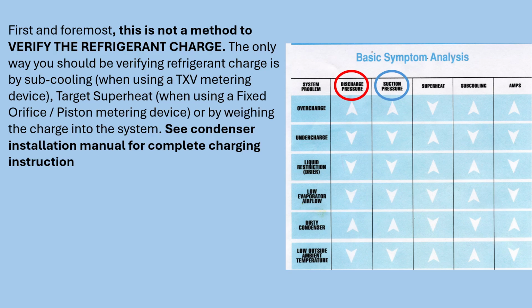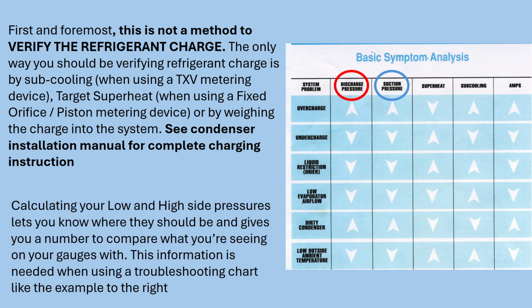First and foremost, this is not a method to verify the refrigerant charge. The only way you should be verifying refrigerant charge is by subcooling when using a TXV metering device, target superheat when using a fixed orifice piston metering device, or weighing the charge into the system. See the condenser installation manual for complete charging instructions. Calculating your low and high side pressures lets you know where they should be and gives you a number to compare what you're seeing on your gauges with. This information is needed when using a troubleshooting chart like the example to the right.